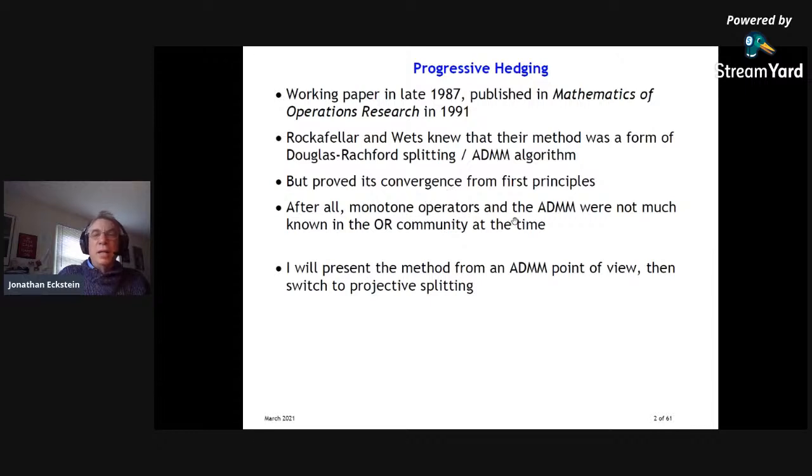And I can kind of see why they did that, because basically at that time no one knew what the ADMM was. The operations research community, which is the area of applied math where people tend to worry about stochastic programming, it was really an unknown algorithm, absolutely. I'm going to present progressive hedging from an ADMM point of view rather than from the original point of view, which is not really any major scientific contribution. But then I'm going to switch to projective splitting, so that recently I've been trying to attack this same class of problems with a new class of splitting algorithms that's a little more flexible.